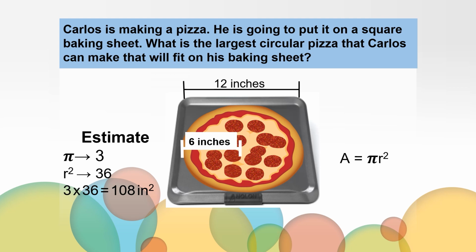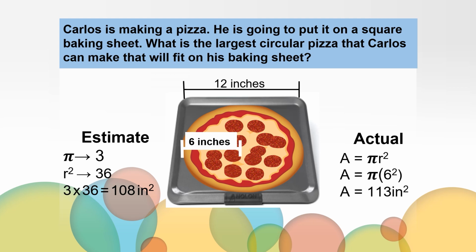Mathematicians make estimates all the time to check if their answers are reasonable. We'll come back to our estimate a little later to see how it compares to our exact answer. To find the exact area of Carlos's pizza, we'd need to multiply the value of pi, 3 14/100, by 6 squared, or 36. The exact area of Carlos's pizza is 113 inches squared.